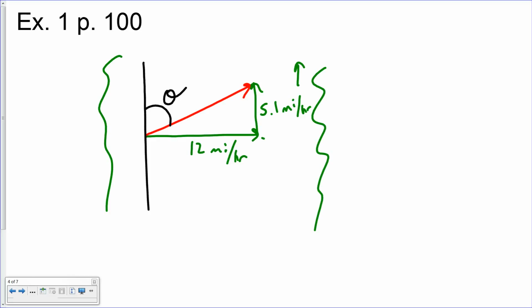And at this point, I know that this is going to be my theta as well because those are alternate interior angles. And now I can just work within that triangle. That's not too bad. I know opposite over adjacent. Tangent theta equals 12 over 5.1. The work is fairly easy after you set the drawing up, but the effort should be all in the drawing.